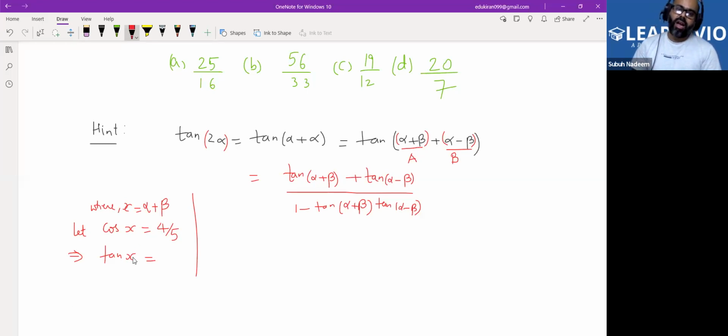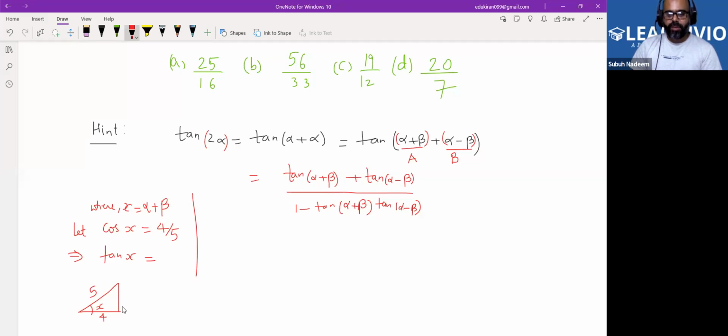How do we find other trigonometric ratios if one trigonometric ratio is given? If cos x is given, can we find all the other 5 trigonometric ratios? We used to do this in class 10 also. Yes, sir. How? So we will make a triangle, right? This angle is x, and we have cos x 4 by 5, means base is 4, hypotenuse is 5. It is not exactly 4 and 5, but a multiple of it. But for calculation purpose, we take it like this.